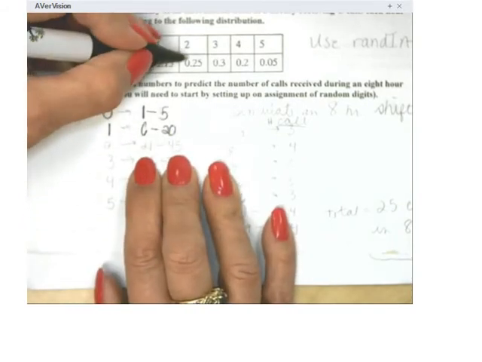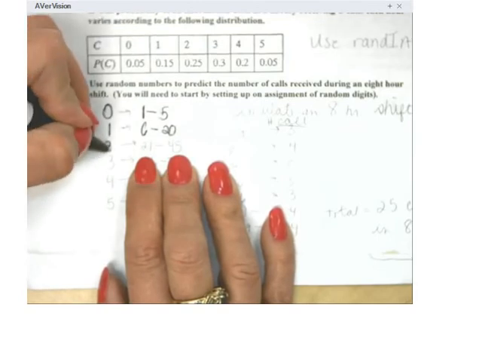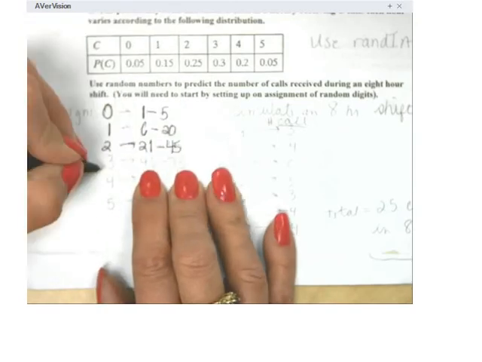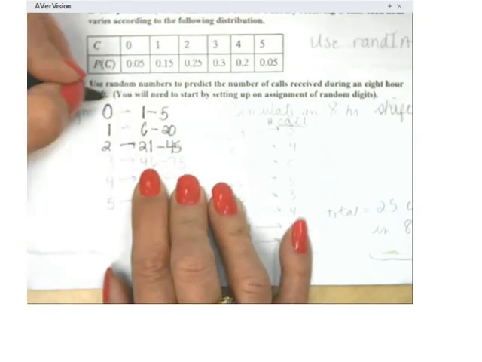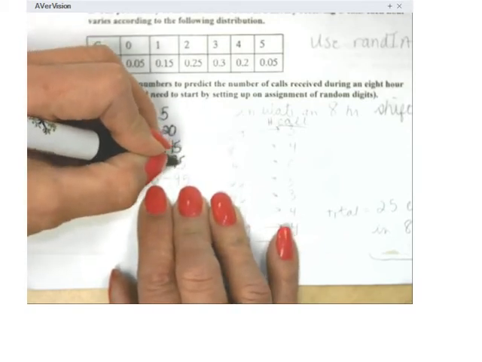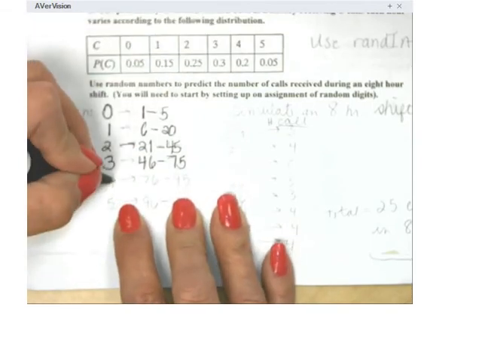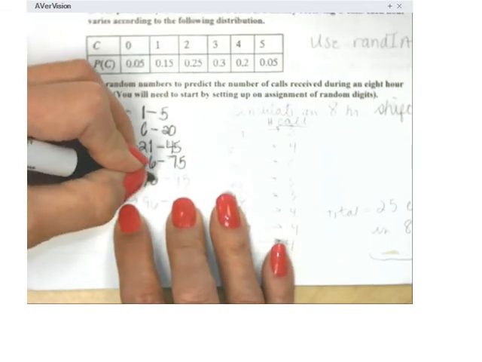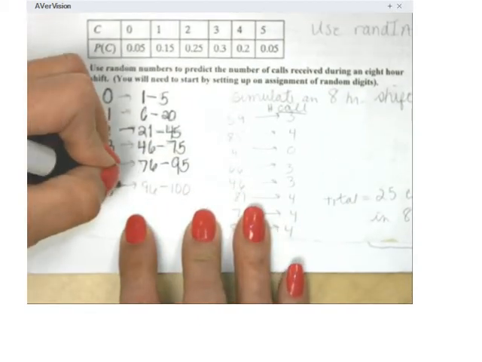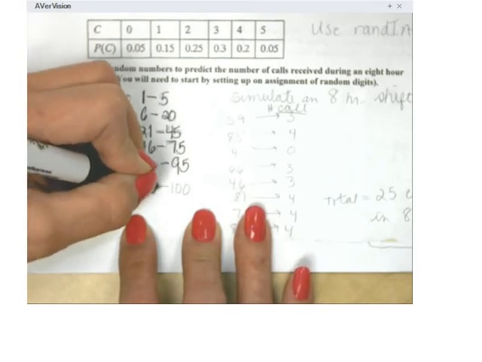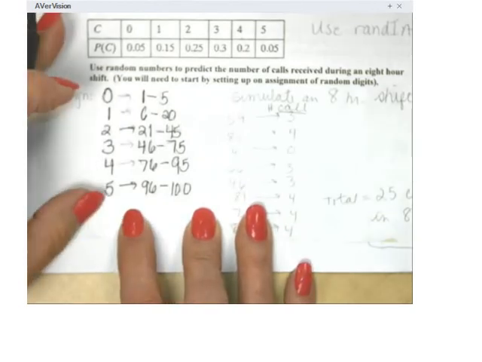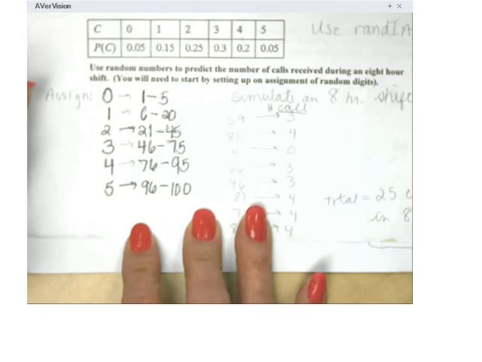Now I need 25 numbers to stand for a 2. So I'm going to let 21 through 45 stand for a 2. Then I need the next 30 numbers to stand for a 3, and that will be 46 through 75. Then I need my next 20 numbers to be a 4. And then my last 5 numbers, from 96 to 100, if you count those on your fingers, that will be 5 numbers. Those need to stand for a 5. So now each of the numbers is represented according to its probability.